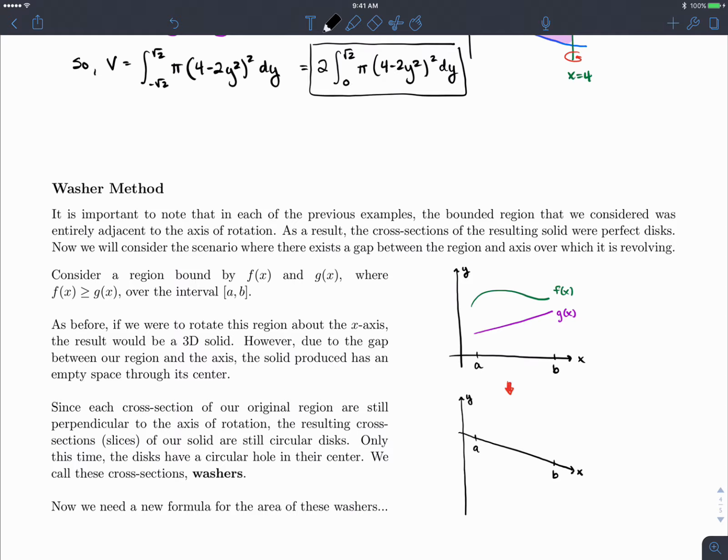We're going to consider a situation now: what if it's not all perfectly adjacent? What are the shapes that we then generate, and how do we go about finding and generalizing volume? Well, let's start with an example that I've got drawn here. We've got two functions, f of x and g of x. And we want to consider the region bound in between them over the interval from a to b, and we're going to then rotate that about the x-axis.